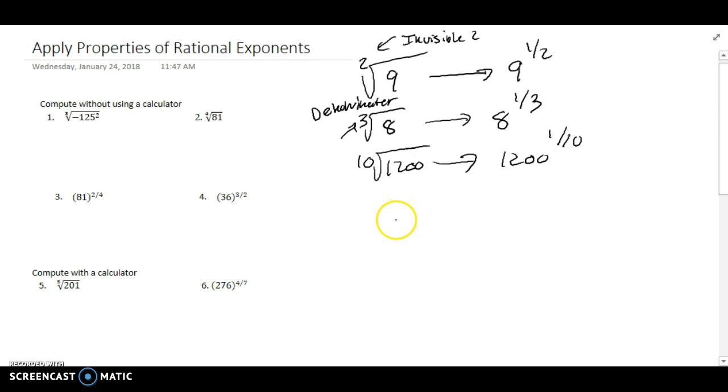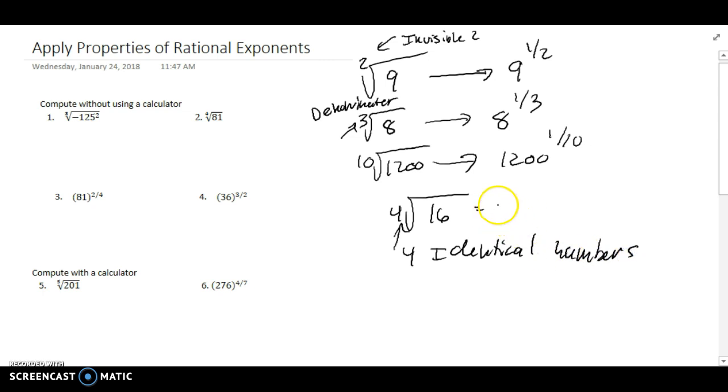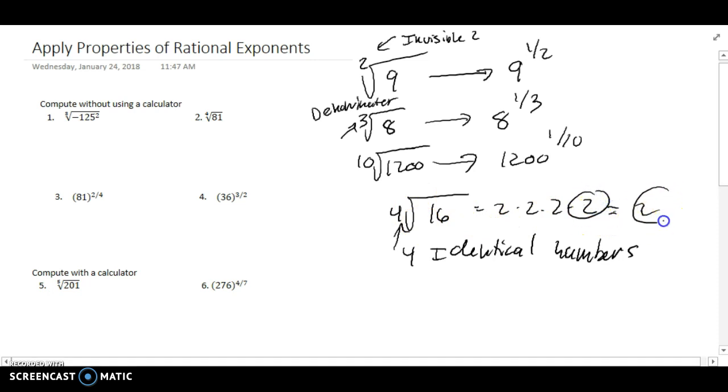Another thing to note is that if I have something larger, like a 4th root of 16. Remember, this is 4 numbers that make 4 identical numbers. So taking 3 times 3 times 3 times 3 is not 16, so that's not the right answer. 2 times 2 times 2 times 2: 2 times 2 is 4, times 2 is 8, times 2 is 16. So this would just equal 2, one of them.